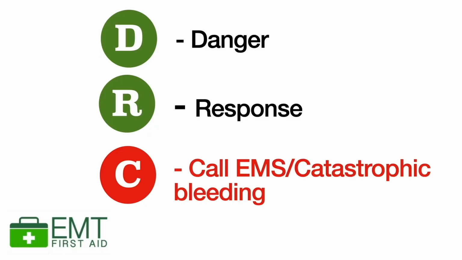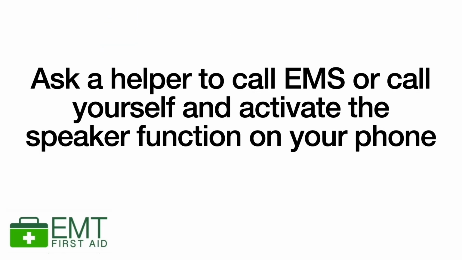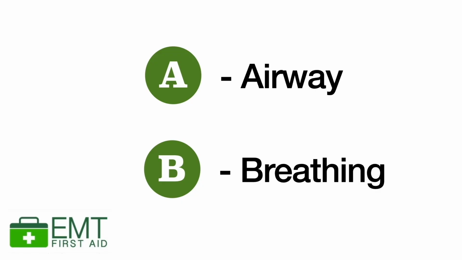So let's just recap that first. The primary survey is when we check the air for danger. We look, listen, and we smell for things that could be dangerous for us. We're then checking for response. If there's no response, we shout for help. And we ask the helper to go and call the emergency medical services for us, or we activate the speaker function on our phone. And in this example, we're assuming there's no catastrophic bleed. We then open the person's airway, and then we look, listen, and feel for breathing for 10 seconds. So that's our primary survey.